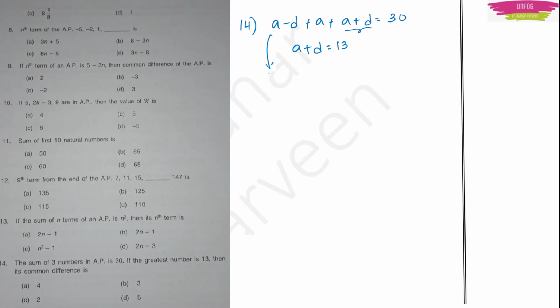Now let us use this again. Here D will get cancelled and I will have 3A. 3A will be equal to 30 or A will be equal to 10. Now use this equation to find D. 10 plus D is equal to 13 or D is equal to 13 minus 10. So D will be equal to 3. So option B should be the right answer.